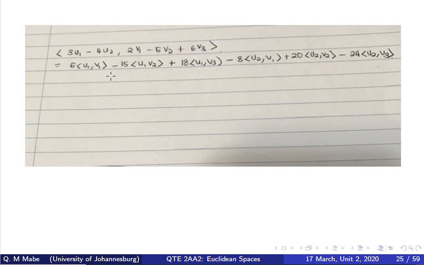And we cannot simplify this further because we don't have like terms. If we had like terms, for instance, if we had u1 v1 and this was also u1 v1, we would combine negative 15 with 6. Now, because none of these are like terms, we cannot simplify any further.